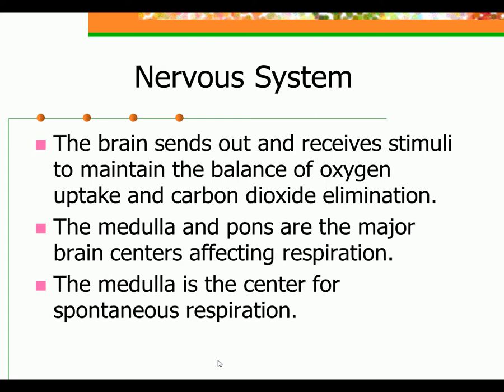When we look at the nervous system, the brain sends out and receives stimulus to maintain that balance. So the brain has to be intact because it has to send the stimulus. We know the medulla and the pons are the major brain centers affecting respirations. The medulla is the center for spontaneous respirations, so it's very important that it's able to send signals.